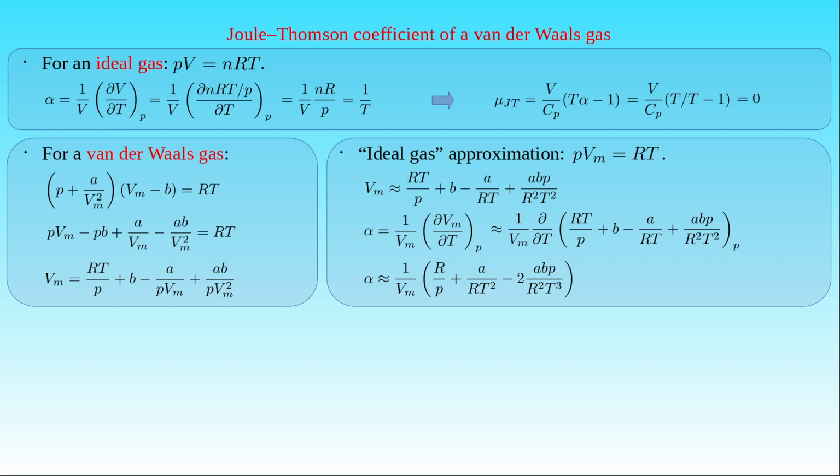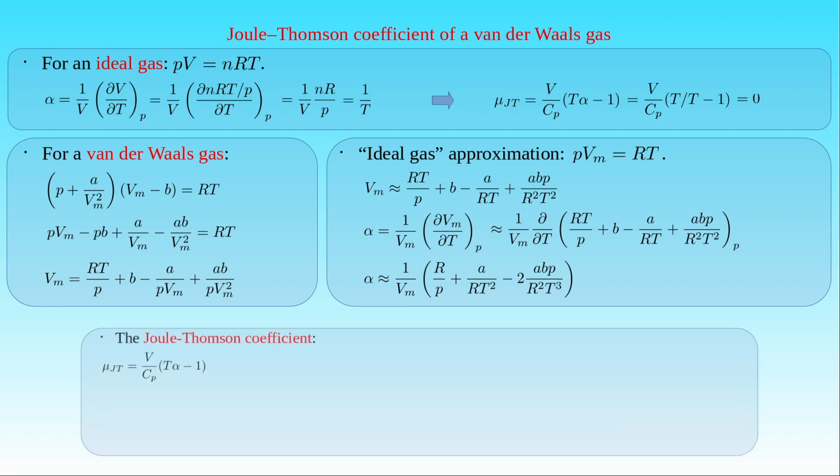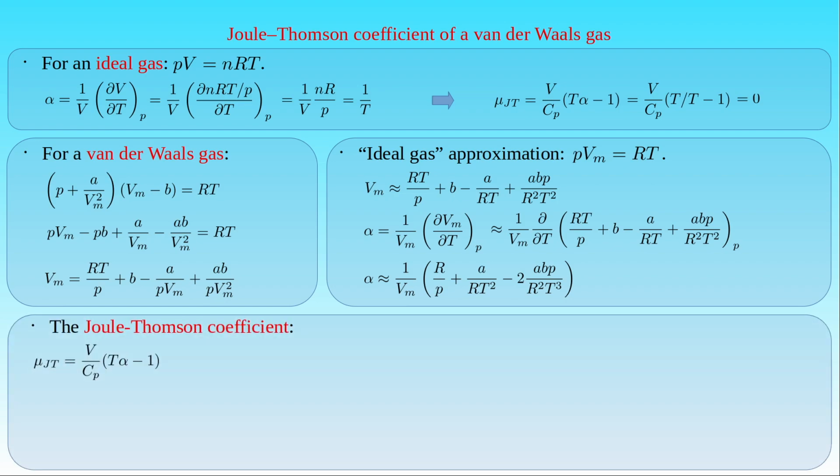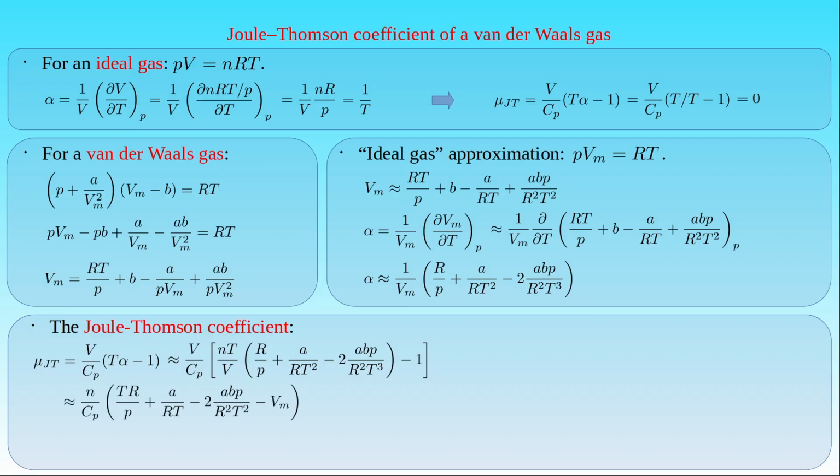We substitute this approximation of the thermal expansion coefficient alpha into the expression obtained for the Joule-Thomson coefficient, where the volume V is written as the amount of species N times the molar volume Vm. Then the coefficient can be approximated by N over Cp times the quantity of T times R over P, plus A over R times T, minus 2 times A times B times P over R squared times T squared, minus Vm.